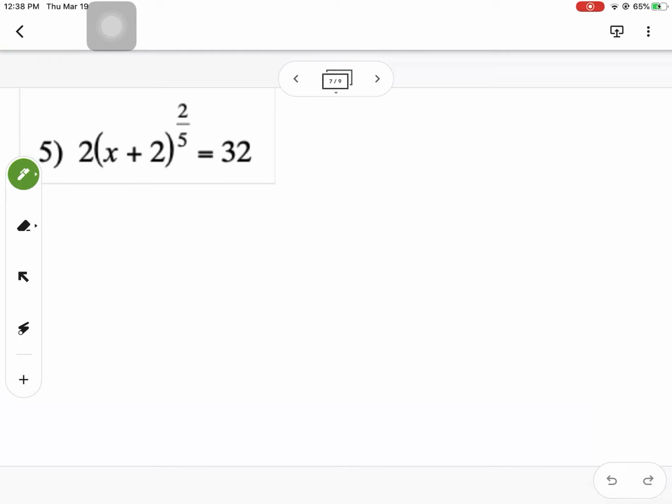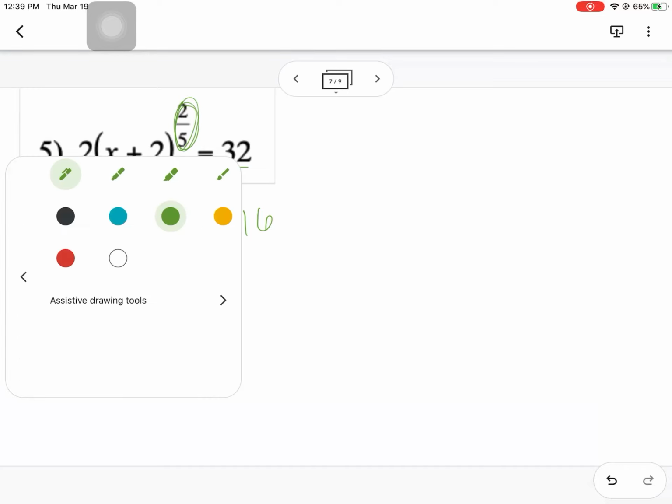One more that looks like that, just for good measure. Again, I'm going to isolate this parentheses. So I'm going to divide by 2. Gives me 16 on the right-hand side. And I'm going to rewrite this rational exponent. The 5 on the denominator tells me it's the 5th root of x plus 2 squared.